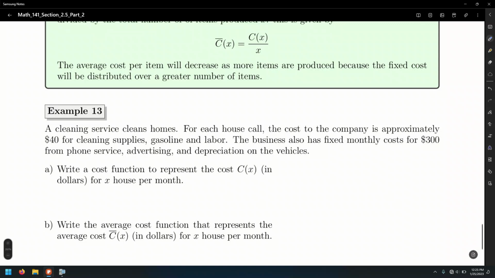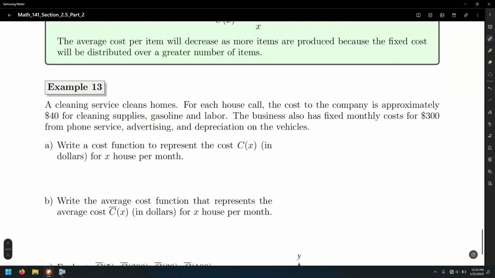All right, so let's look at one example. A cleaning service cleans homes. For each house call, the cost to the company is approximately $40 for cleaning supplies, gasoline, and labor. The business also has fixed monthly costs of $300 from phone service, advertising, depreciation of the vehicles, or if they're paying rent for the place where they're running the business from, etc.